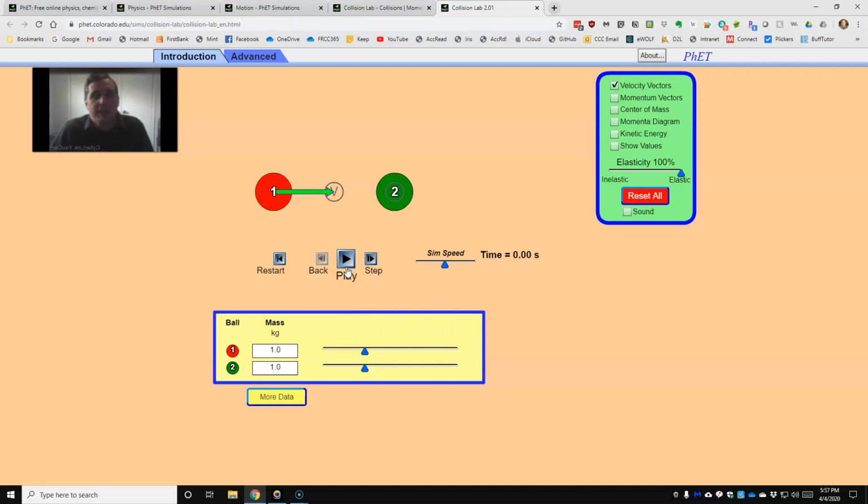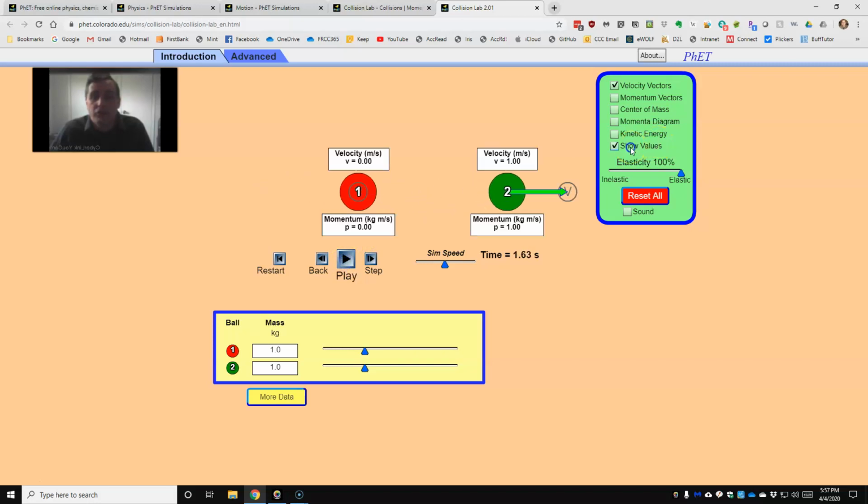So hopefully you had a chance to think about it. And let's see. I think what should happen is ball 1 should stop, and ball 2 should move with the same velocity that ball 1 was moving. That is, ball 1 should transfer all of its momentum and all of its kinetic energy into ball 2. And that is exactly what we observe. If you show the values, notice that the velocity of ball 2 is now positive 1 meter per second. Let's call the positive x direction to the right in this simulation.